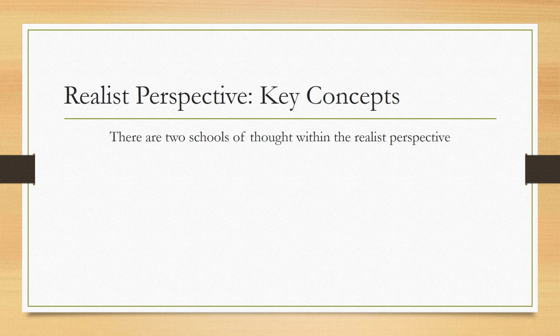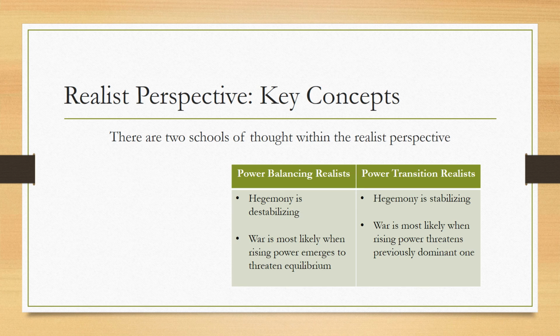There are two schools of thought within the realist perspective: power balancing realists and power transition realists. Power balancing realists view hegemony as a destabilizing factor, and war is most likely when a dominant power emerges to threaten the equilibrium of power among other states. Comparatively, power transition realists view hegemony as a stabilizing factor, and war is most likely when a rising power challenges the previously dominant one and the balance of power approaches equilibrium.